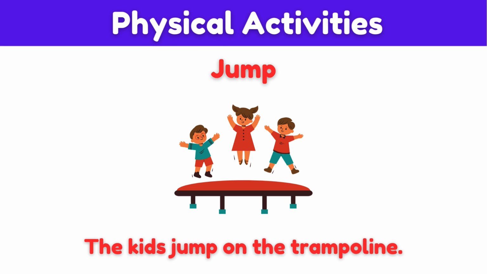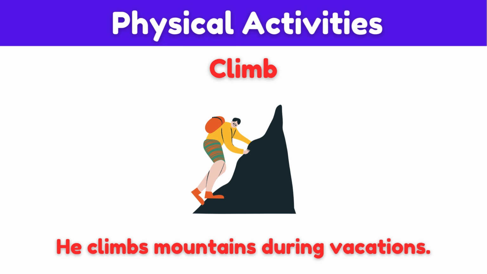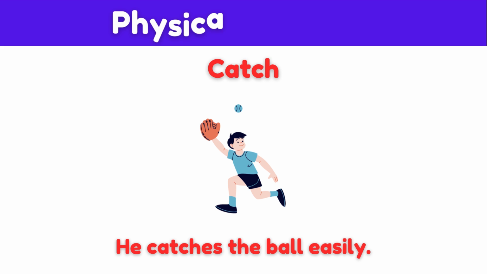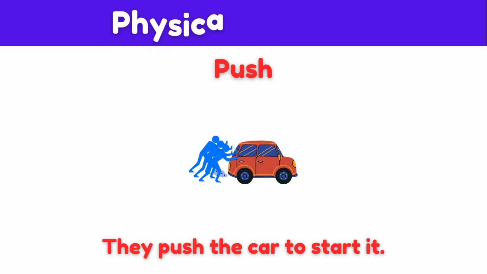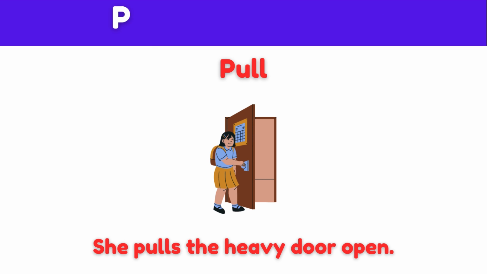Jump. The kids jump on the trampoline. Climb. He climbs mountains during vacations. Throw. She throws the ball to her friend. Catch. He catches the ball easily. Push. They push the car to start it.